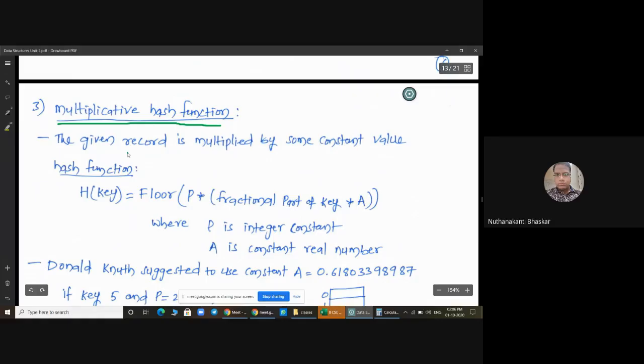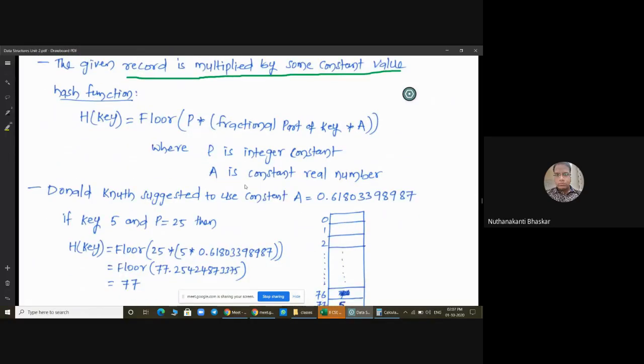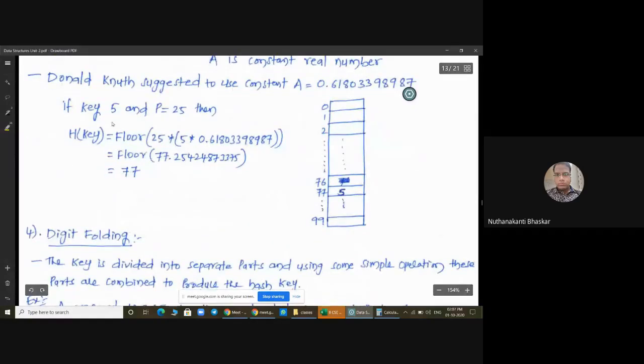The multiplicative hash function is simple. The given record, the input, is multiplied by some constant value. Whatever input is given, you multiply it with some constant value. For example, the input data is 5, and now I am going to use 25 for my multiplication. Are you clear?